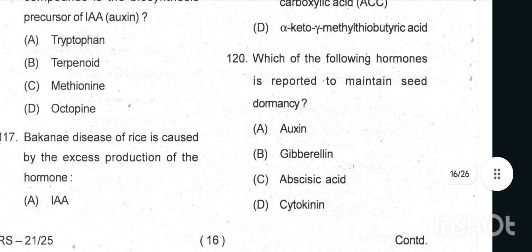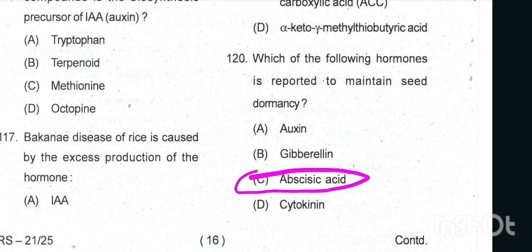Then question number 120, which of the following hormones is reported to maintain seed dormancy? Here is a negative hormone, which is abscisic acid, which helps to maintain seed dormancy, which is a negative effect.